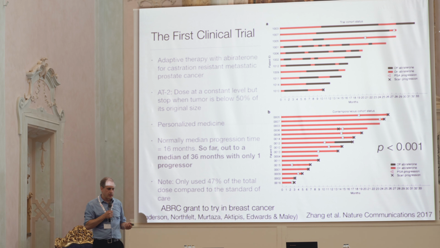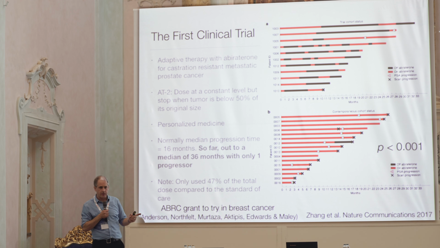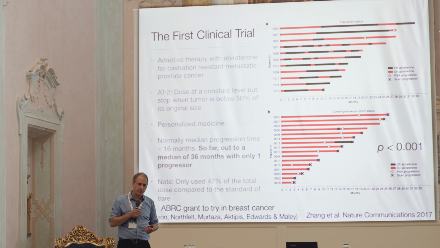So historically, in this condition, it takes 16 months before half of the people have had their tumors start to grow again before progression. So the median progression time is 16 months for this condition. This was published when only 1 of the 11 patients had progressed, and they were out to, I believe, 24 months. Now we're out to, I think, 37 months.